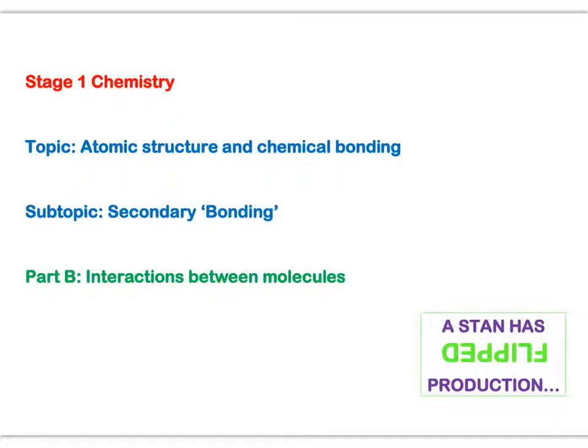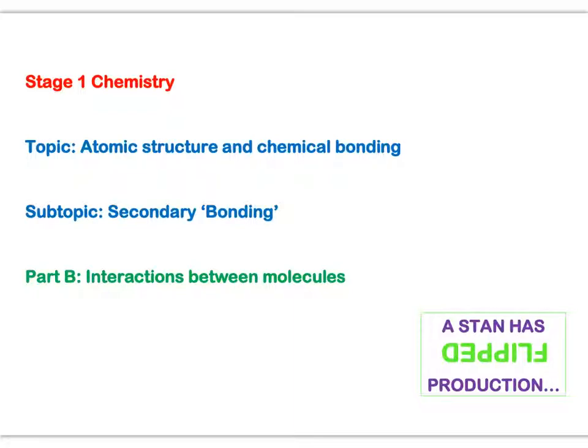So, in part B of our look at secondary bonding, we are going to look at the interactions between molecules. We're going to learn about three really important different interactions between molecular compounds, or those small covalent molecules. This stuff, also sometimes called secondary bonding, is going to be crucial for so many things that we're going to do over the next 2 years, and if you go on and do further study in chemistry or in biology for that matter.